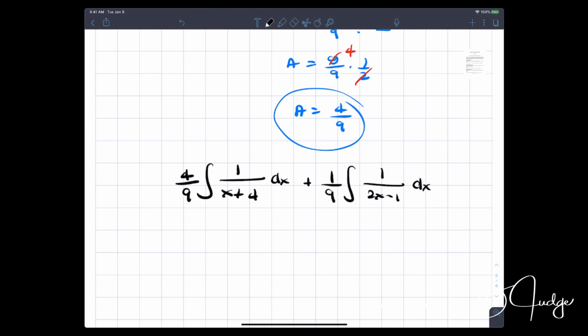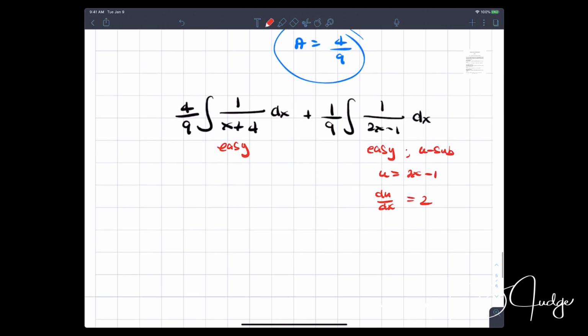Now, as you guys know, this here is easy, and this here is easy. However, you have to be careful. You're going to have to use u-sub here, where u is 2x minus 1. Yes, du/dx here will be 2, or we can say dx becomes du over 2.